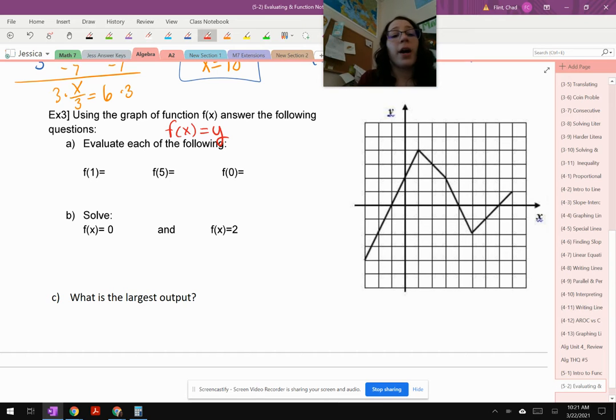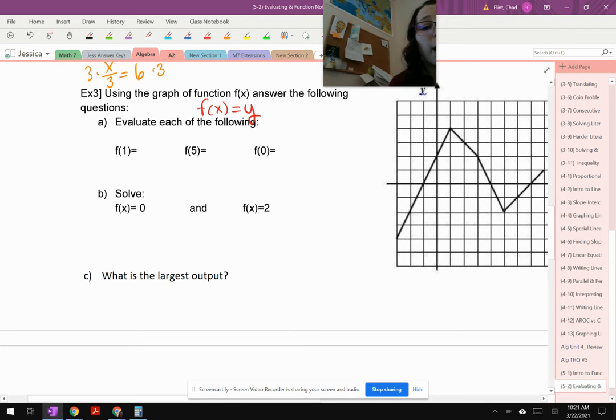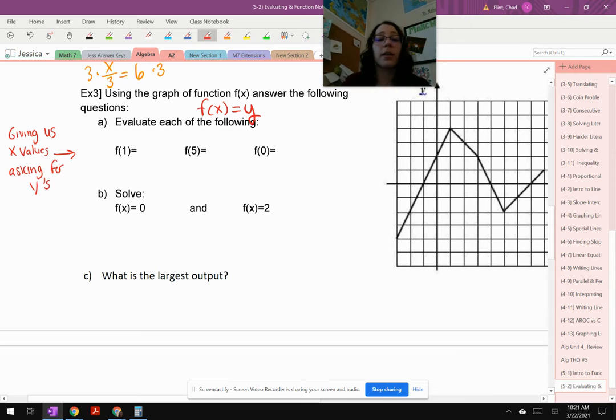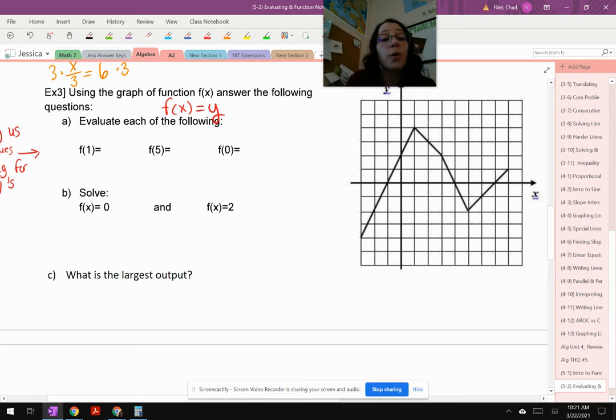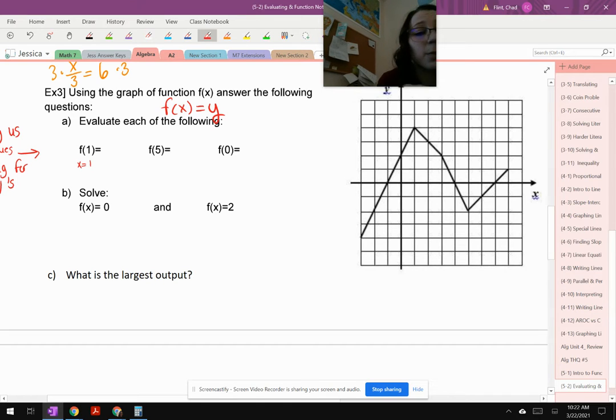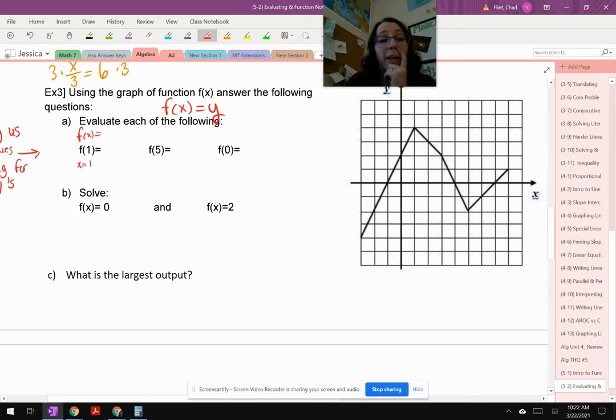So when part A is asking us to evaluate each of the following, these are all x values. They're giving us x values and asking for the y's. That's what's going on in this number 1 here, this part A. So f of 1 means that they're giving me x equals 1. That's what that means, right? Because f of x is equal to y. So they're asking me what y value corresponds with an x value of 1.